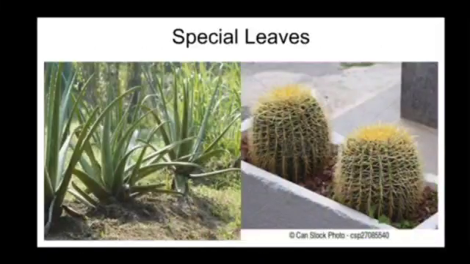Next is special leaves. In desert plants, we know cactus grows in desert areas. Leaves are reduced to spines to conserve water. As you can see in the picture also, the green stem which contains chlorophyll prepares food. The aloe vera plant also stores water in its leaves, hence they are thick. It contains a jelly structure. The aloe vera contains a gel-like structure in it, so it is thick.